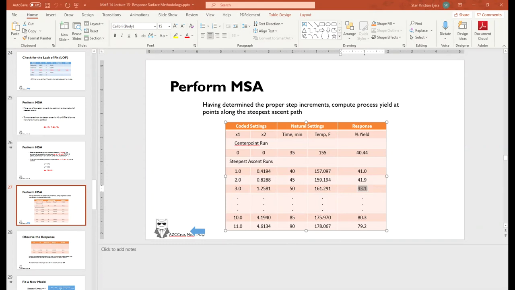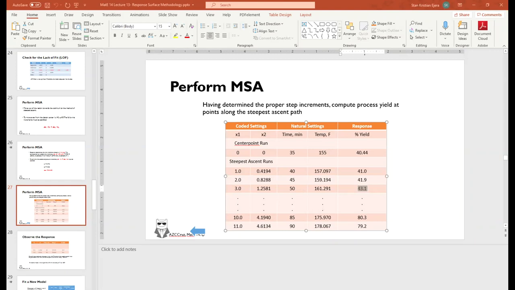Then in the experimental values, as I mentioned earlier, they noticed that the problem is at 10-11, because from 80 it became 79. So you are now suspicious that at this point, it may no longer be the endpoint of our steepest ascent path, which could indicate that this is the local maximum for the region that we are investigating.